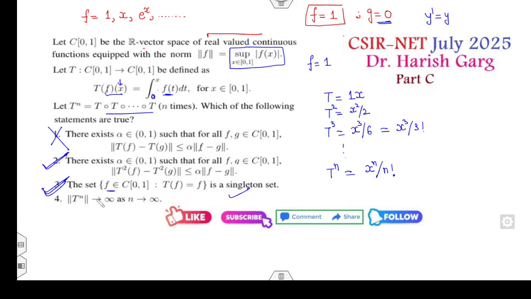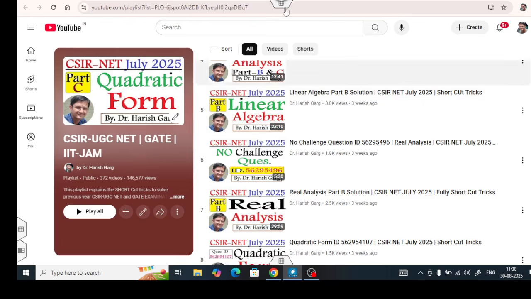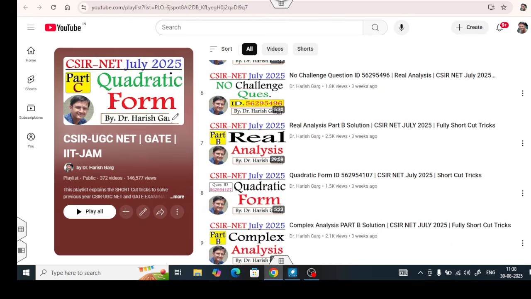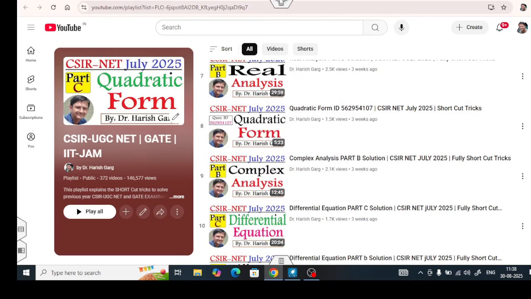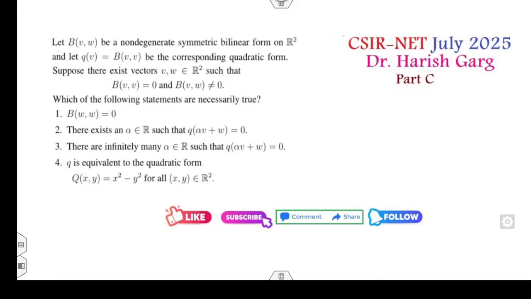Fine. Then your target is to find the norm of T n. Once you find the norm, that means your target is to find the supremum. So can you find the supremum of this? It's 1 over n factorial, which goes to 0 as n approaches infinity. But the option said it is infinity. So the right answers are B and C. You can watch my complete playlist so that you can understand its concept in a very simple manner.